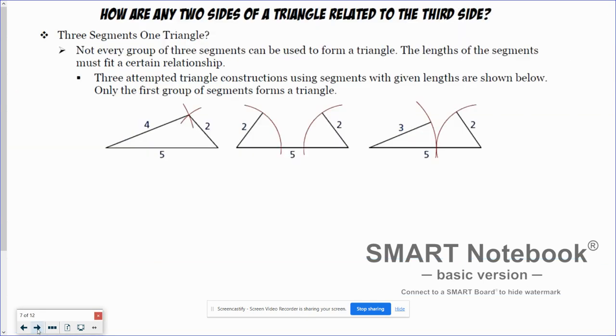How are any two sides of a triangle related to the third side? Well, if I have three segments, those three segments may not make a triangle, okay? So if you look at these three diagrams here, three attempts at making a triangle, only one of them worked. We only got a triangle with the sides of 2, 4, and 5. I couldn't make a triangle with the 2, 2, 5, and I couldn't make a triangle with the 2, 3, 5. So what is the relationship?